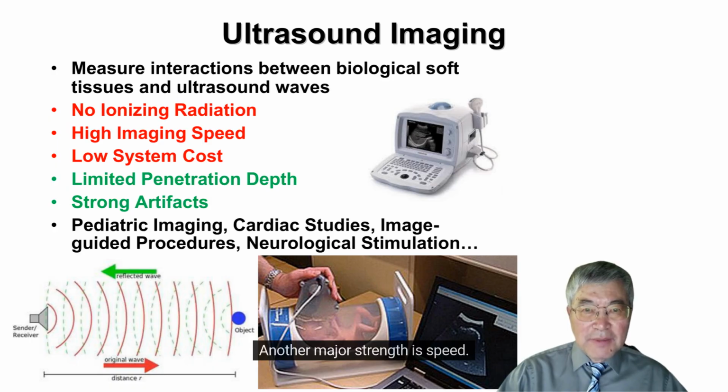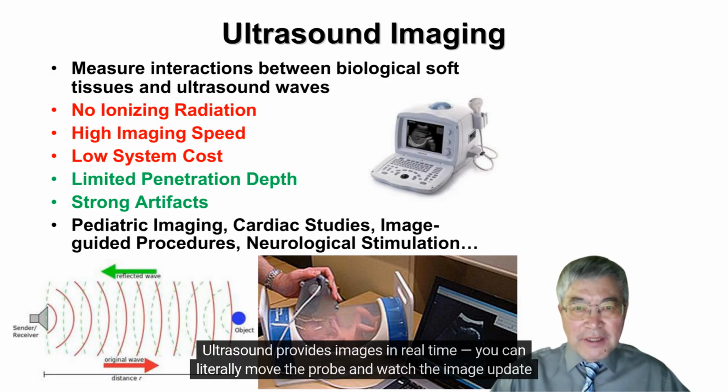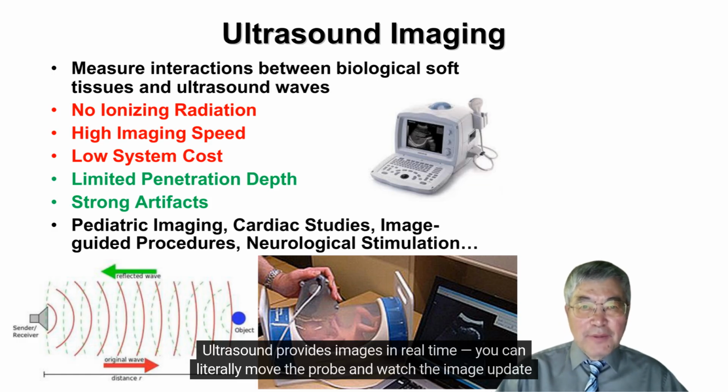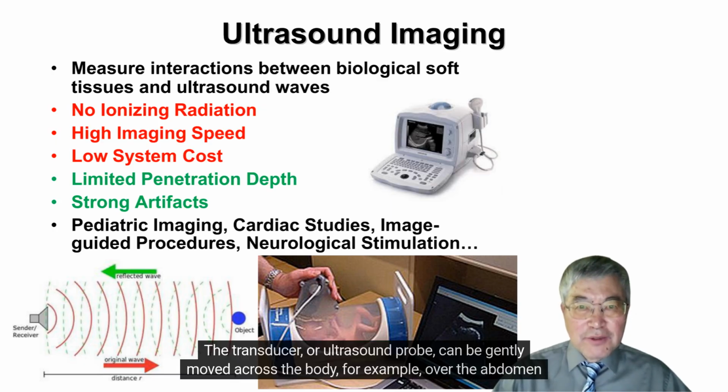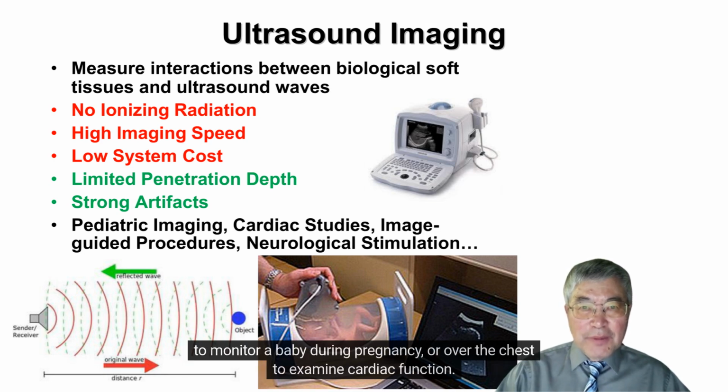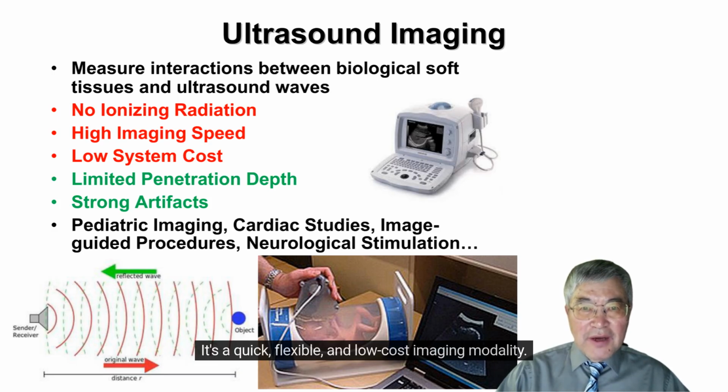Another major strength is speed. Ultrasound provides images in real time. You can literally move the probe and watch the image update instantly. The transducer or ultrasound probe can be gently moved across the body, for example, over the abdomen to monitor a baby during pregnancy or over the chest to examine cardiac function. It's a quick, flexible, and low-cost imaging modality.